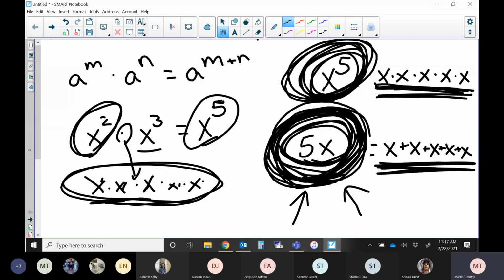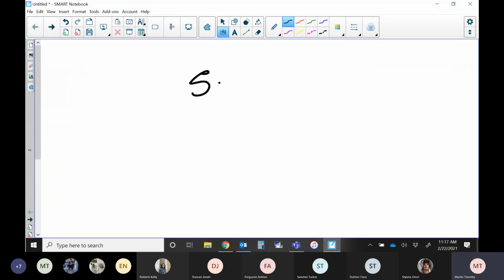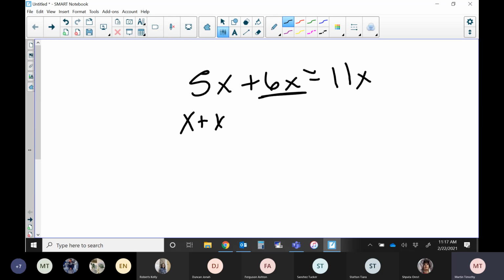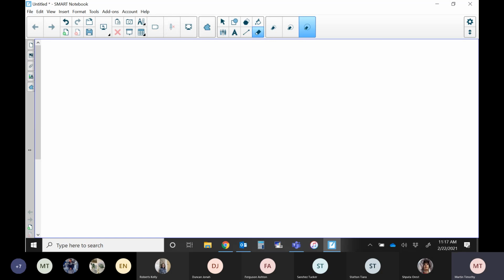That's why, again, when we have 5x plus 6x, we have 11x. Because this is literally 5 x's added together. This is 6 more x's, total of 11 x's added together. All right, does that make sense? Yeah, it makes sense.